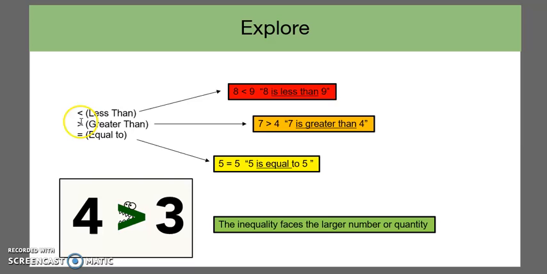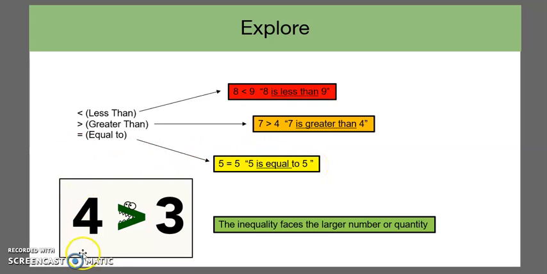The second terminology is greater than. We see that in this symbol, the greater than symbol is facing to the left. And here's an example that demonstrates this. 7 is greater than 4. And here again, we see that the symbol is facing the larger quantity. The last terminology is equal to. When we look at equal to, 5 equals 5. 5 is equal to 5.